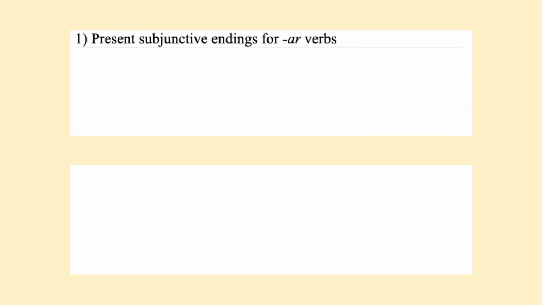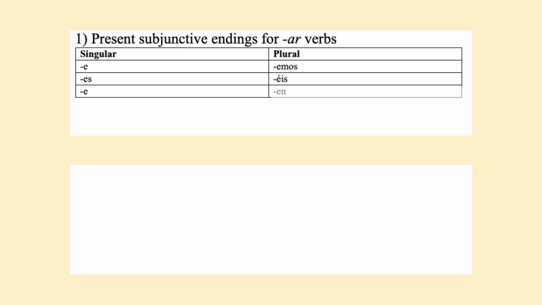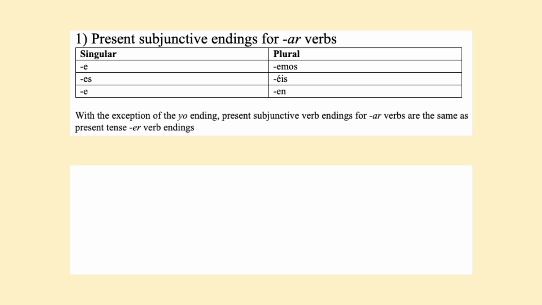So the present subjunctive endings for AR verbs are e, es, e, emos, éis, en. And you should notice that with the exception of the first person singular yo ending, the present subjunctive verb endings for AR verbs are identical to the ER present tense endings.